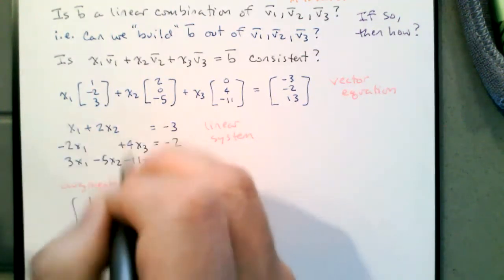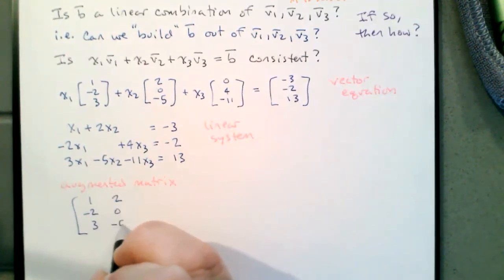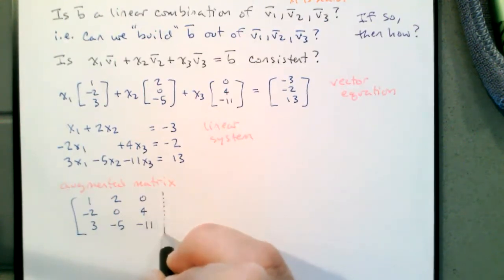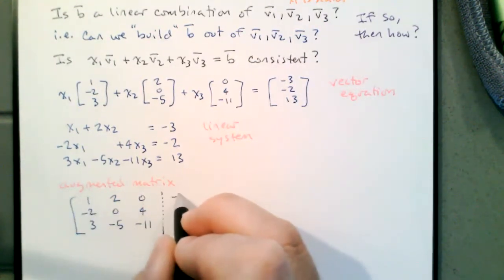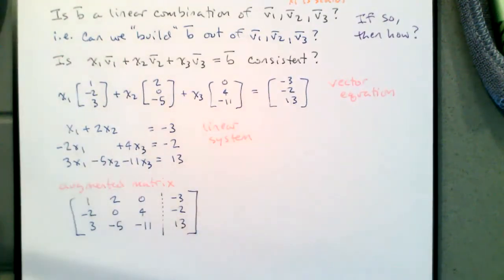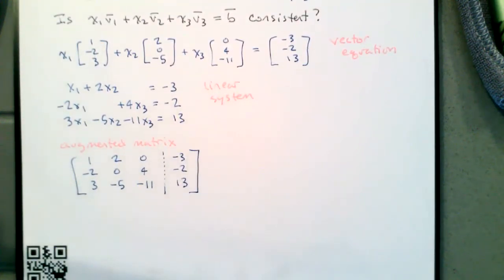Let's get rid of all this x1, x2, x3, and equal sign noise, and just write down the numbers. Let's remind ourselves that we're making an augmented matrix. Now that we have an augmented matrix, the next thing to do would be to write the reduced row echelon form. So let's do that. I'm going to review the reduced row echelon form process.